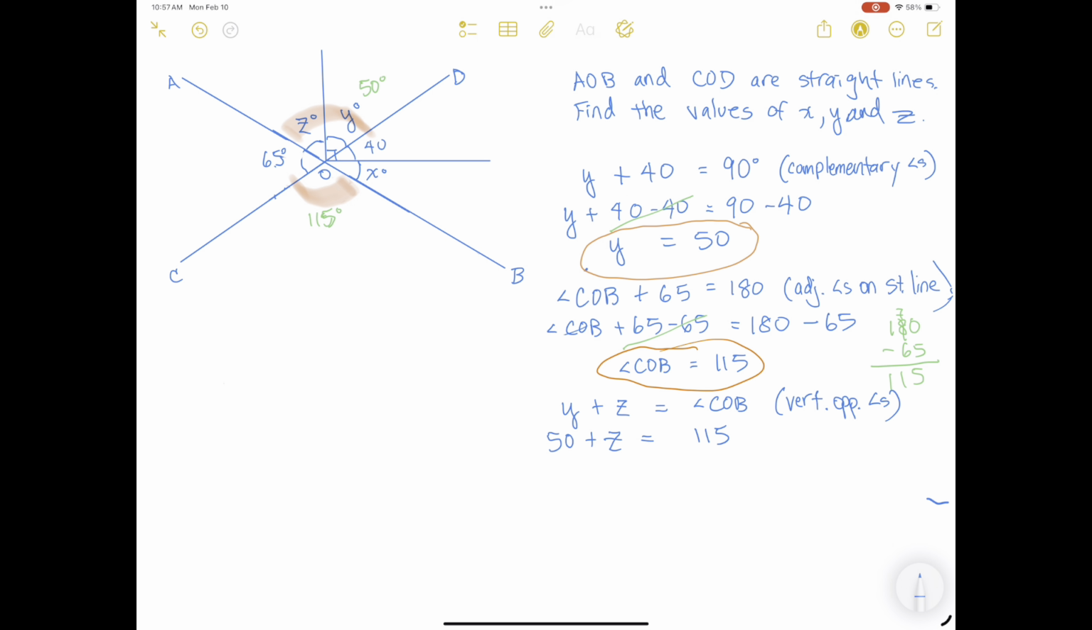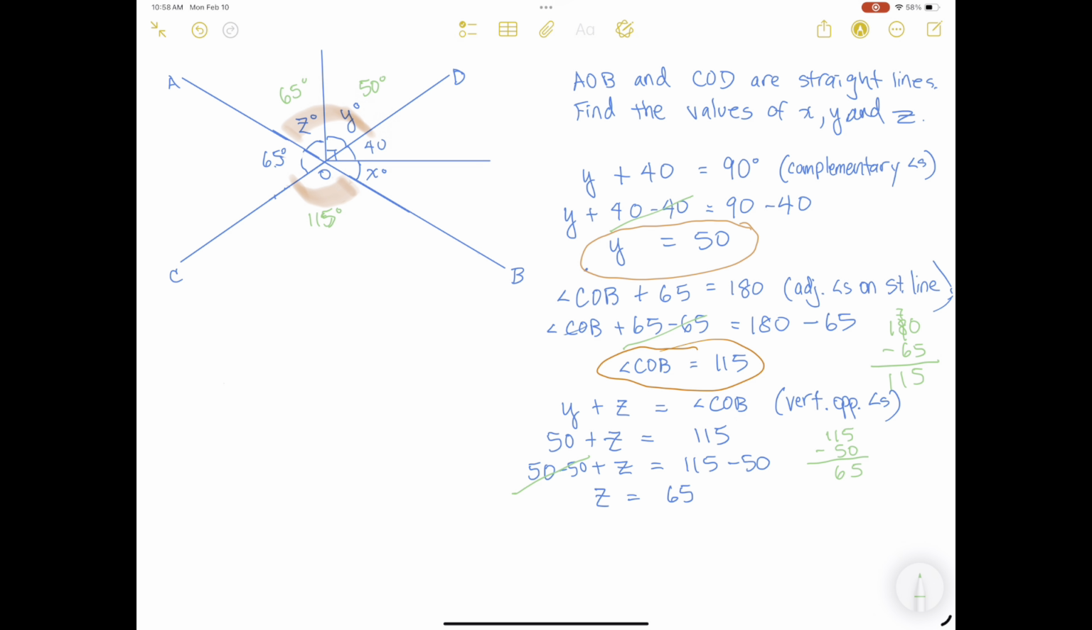I rewrite the equation on the next line, giving myself plenty of space to show work. I have 50 minus 50 plus Z equals 115 minus 50. On the left-hand side of the equation, 50 minus 50 equals 0, leaving Z by itself. And on the right-hand side, I have 115 minus 50. I do that work on the side, and I get 65. So Z equals 65. I write down 65 next to Z on the figure.